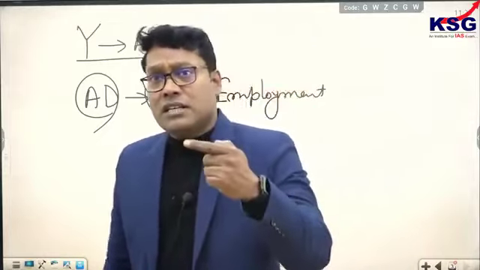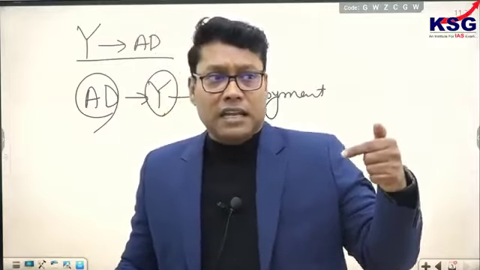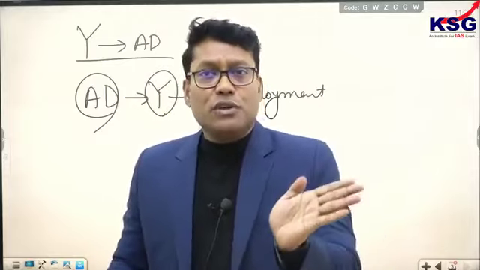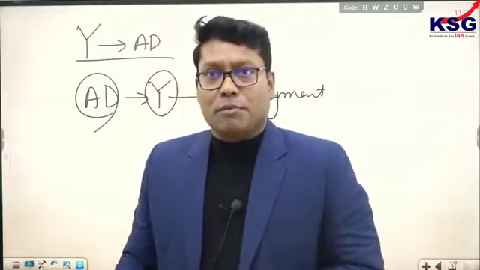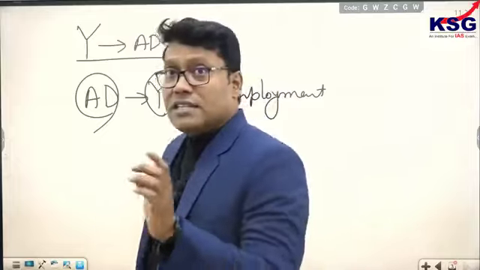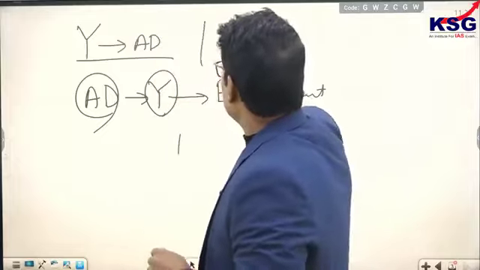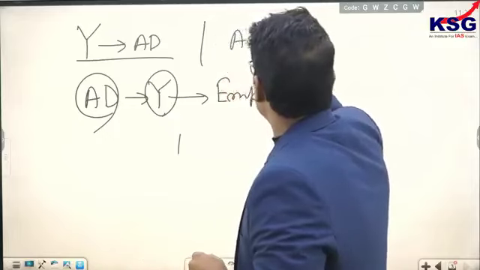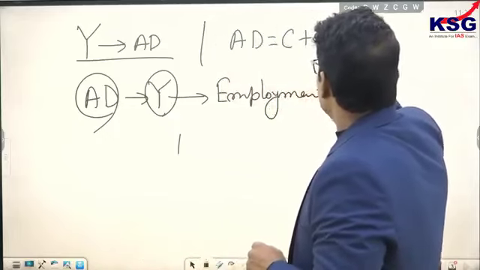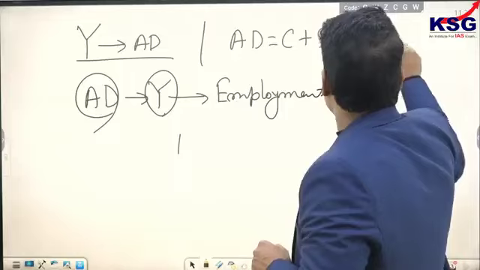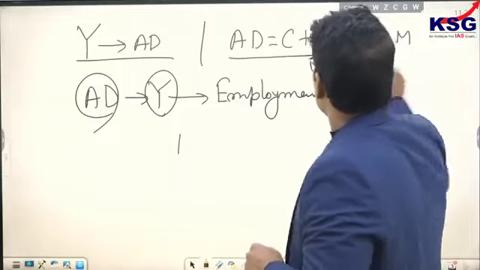If there is an increase in G, there is an increase in aggregate demand, and an increase in aggregate demand is going to increase the output and employment. Okay, fine. Infrastructure, I think I have discussed, because aggregate demand I just discussed with you. Aggregate demand is equal to C plus I plus G plus X minus M. So this part also we completed.